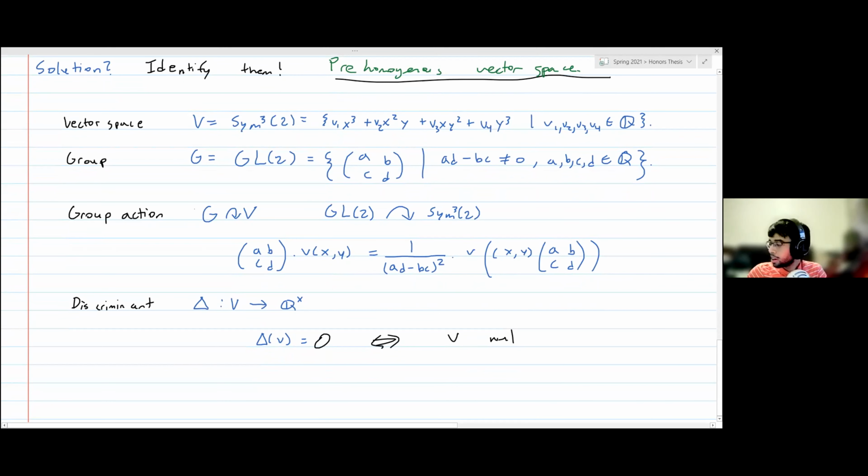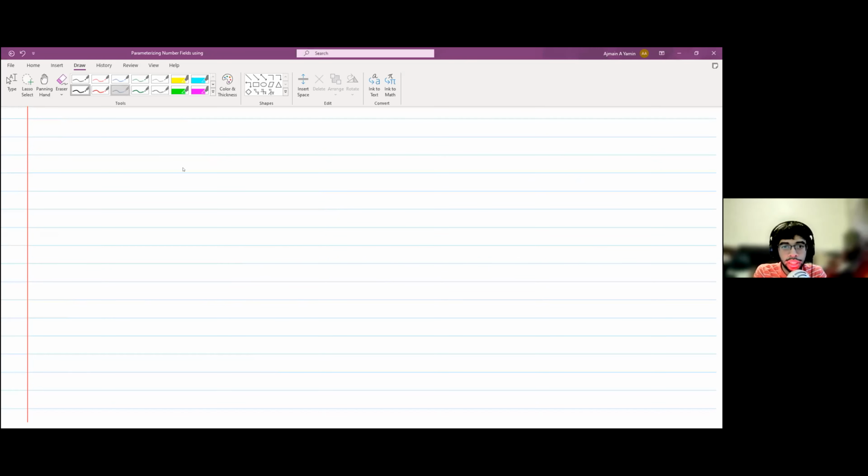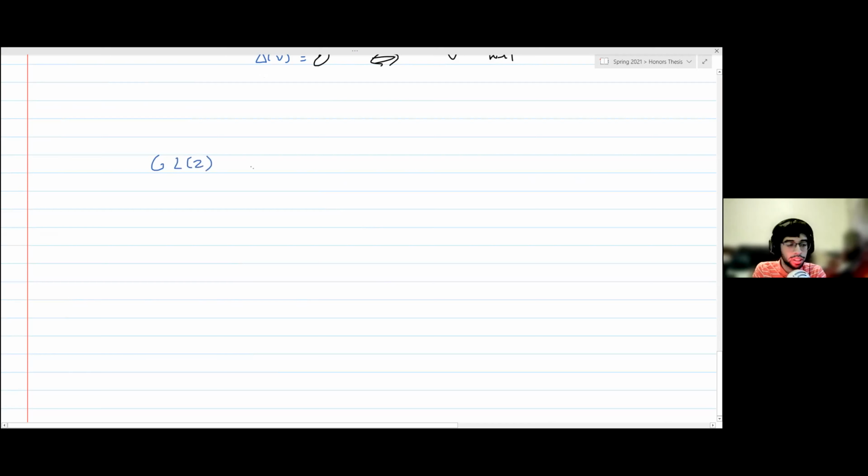Yes. So when I look at this action, GL2 on Sym^3(C^2), as long as my field is algebraically closed, let's consider this group over C and this vector space over C. Then there's, okay, so I'm going to use a term, Zariski dense orbit.